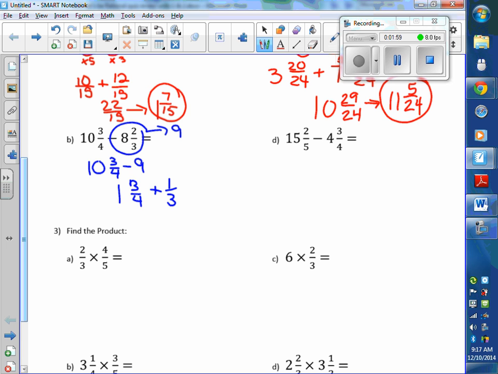So when I need to get denominators of 12, I have to multiply these by 3 and these by 4. So this gives me 1 and 9/12 plus 4/12. You get that? So that's 1 and 13/12, which is equal to 2 and 1/12. That's the answer to this one.